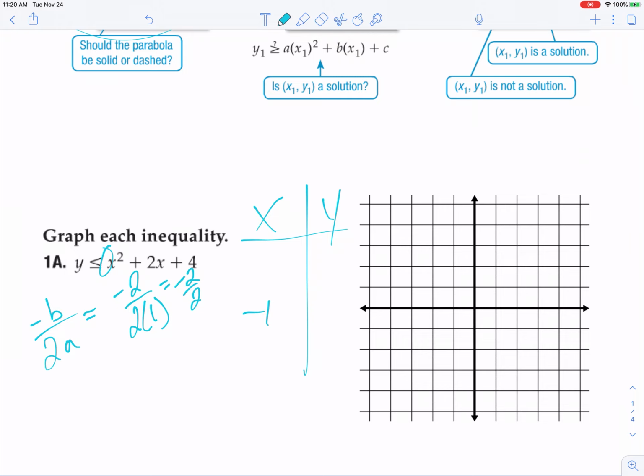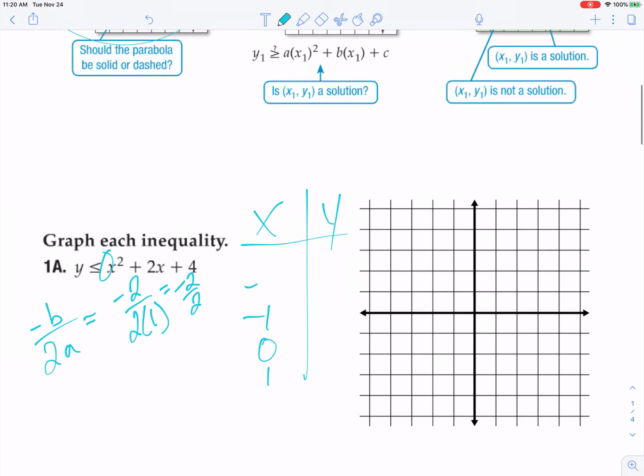Pick yourself out a couple points either side of that and plug them in. I already have the table ready to go, so I'll save us all a little time. All right, plot those points. Negative 3, 7. Negative 2, 4. Negative 1, 3. 0, 4. 1, 7.